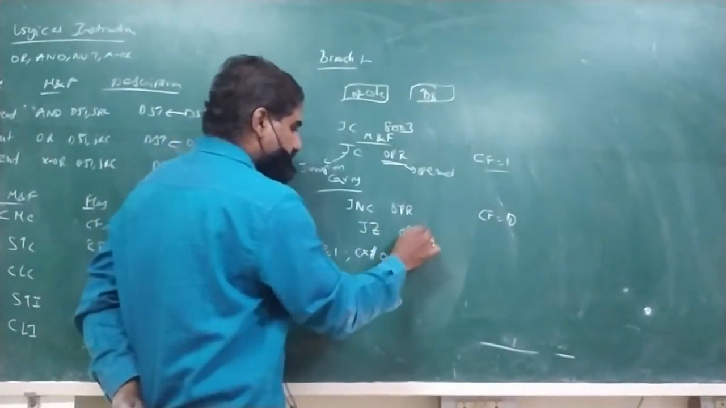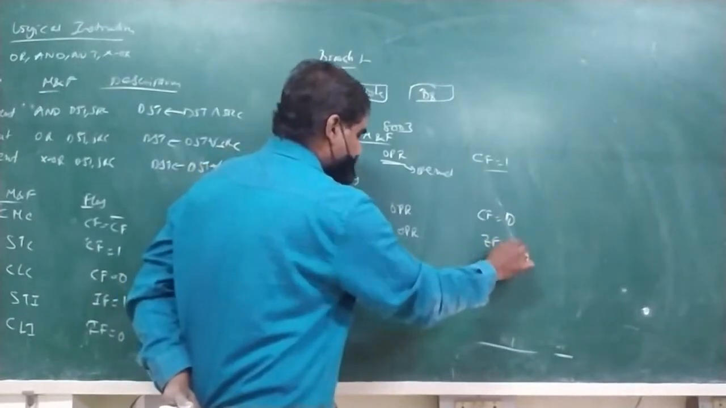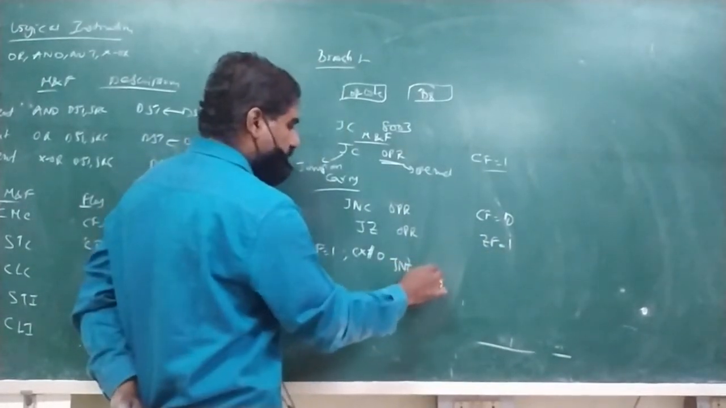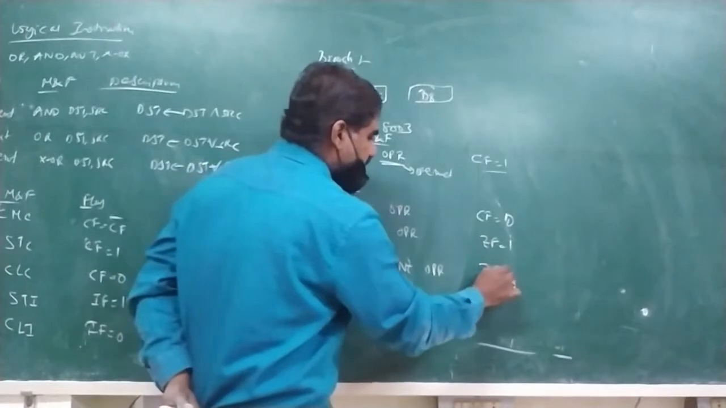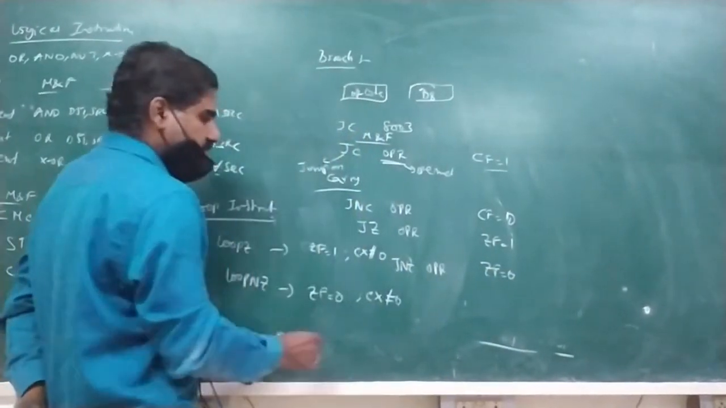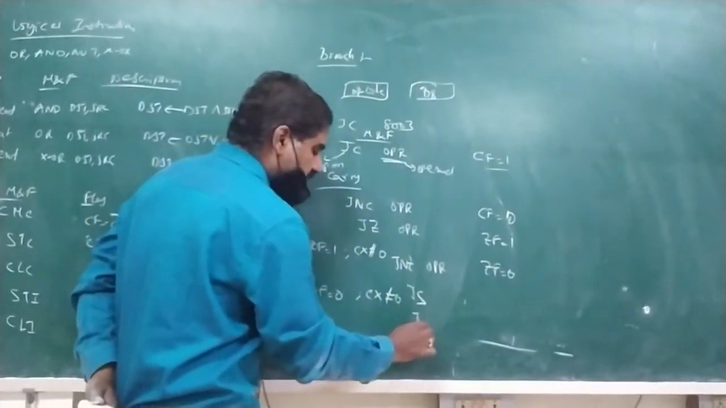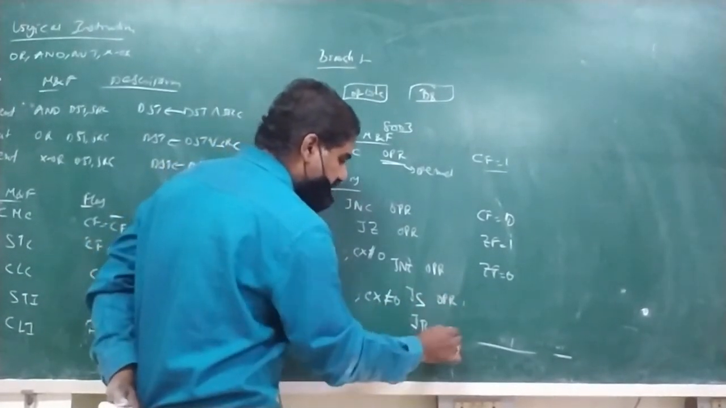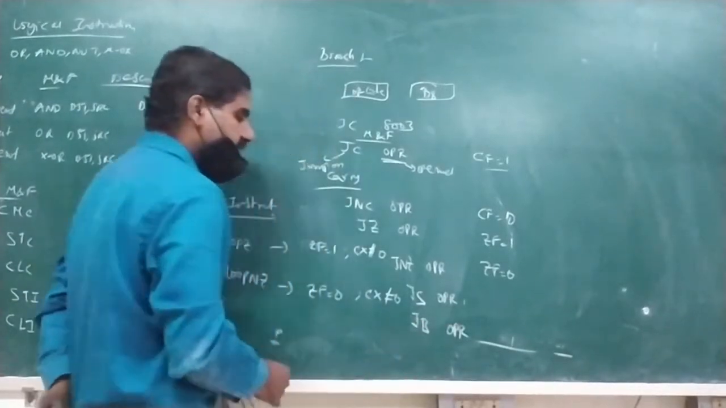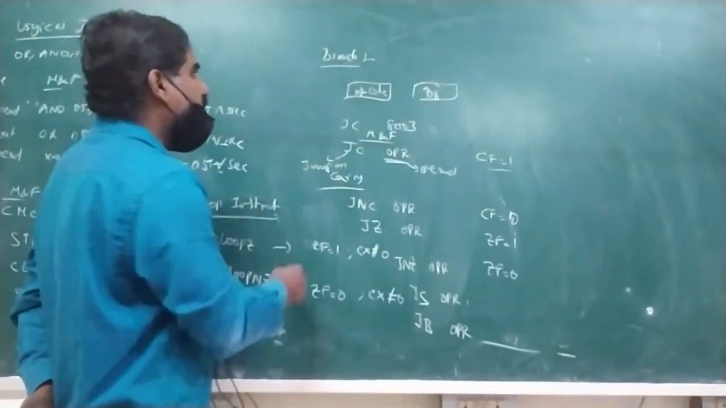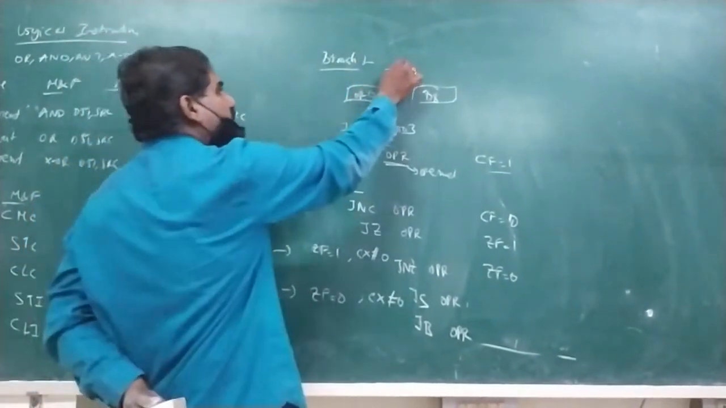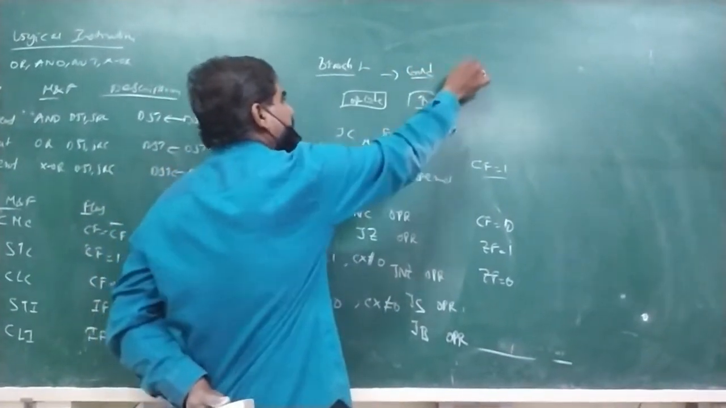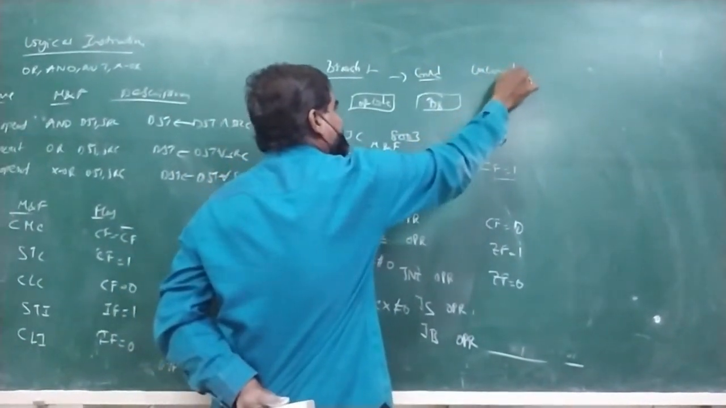JZ OPR, the zero flag is set to 1. JNZ OPR, the zero flag is set to 0. Another one is sign, borrow. The sign flag will be affected, and in this the borrow flag will be affected. These are the branch instructions. Branch instructions are of two types mainly: conditional and unconditional.